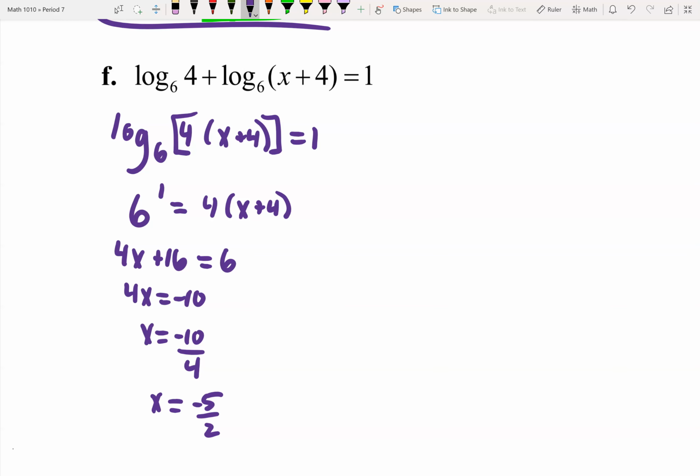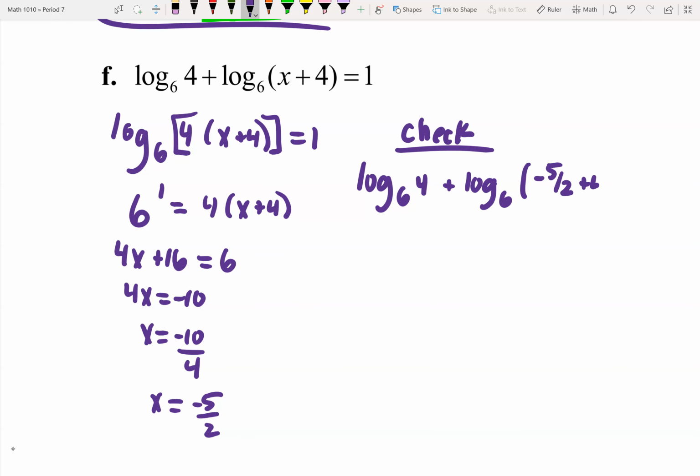Not necessarily. We've got to plug it in and check, right? So good. You can have a negative. You just can't take the log of a negative. Everybody write check. Log base 6 of 4 plus log base 6 of negative 5 over 2 plus 4 equals 1. I want you to put the left side in by yourself.